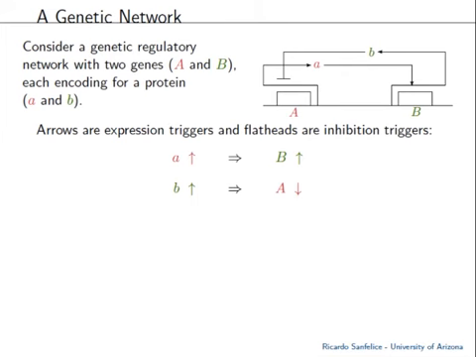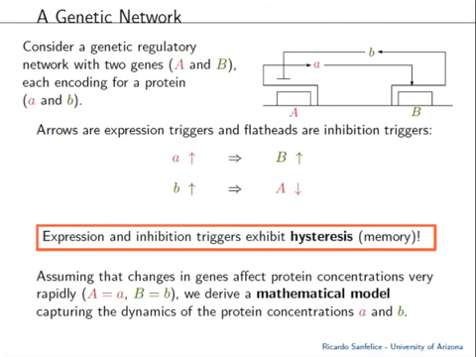However, if now the protein concentration B grows, then that will imply a decrease of the gene concentration A because of this connection here, a flathead, generated an inhibition. It turns out that these transitions occur because of thresholds, at least it's believed that it occurs because of thresholds, and those thresholds have hysteresis, okay? So in other words, going from inhibition to expression requires a different value than going from expression to inhibition. So actually you have some type of memory effect right there.